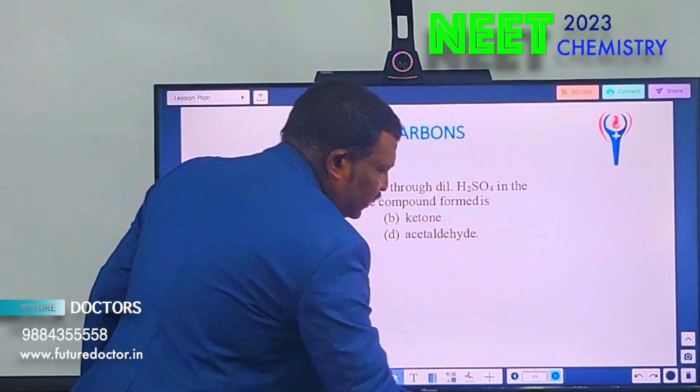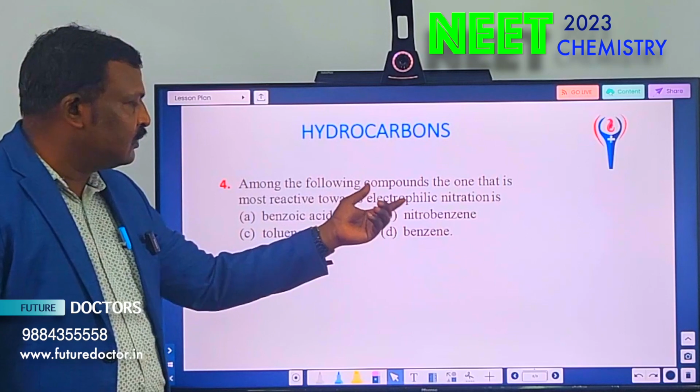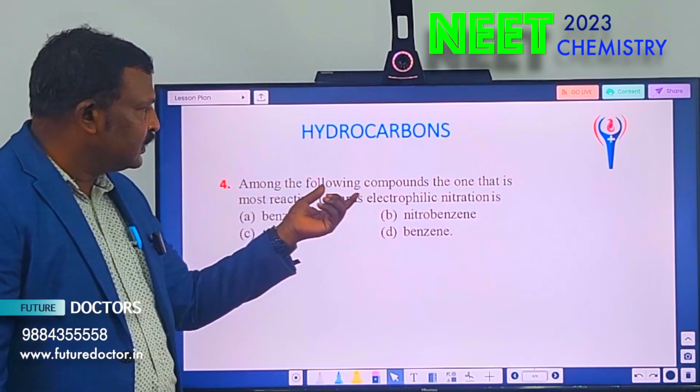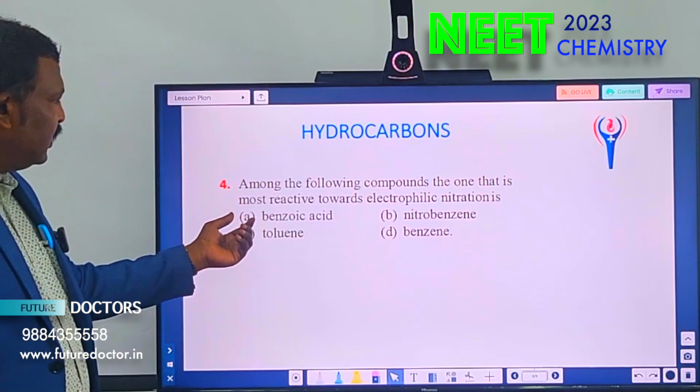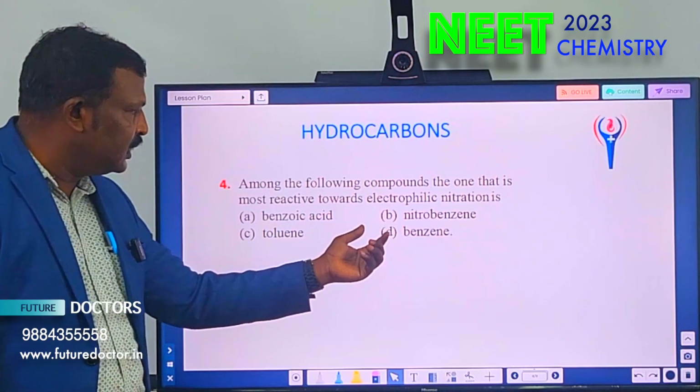Next one, fourth question. Among the following compounds, the one that is most reactive towards electrophilic nitration is dash. They're asking which one undergoes electrophilic nitration most. Option A benzoic acid. Option B nitrobenzene. Option C toluene. Option D benzene.